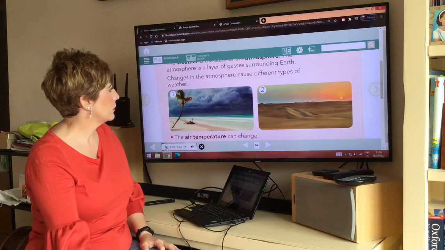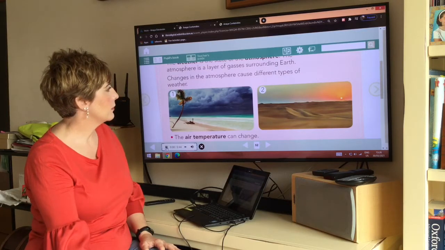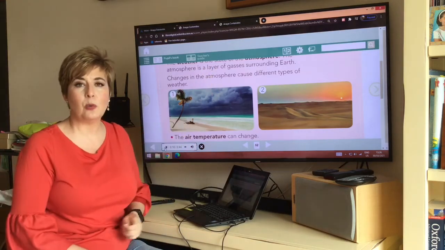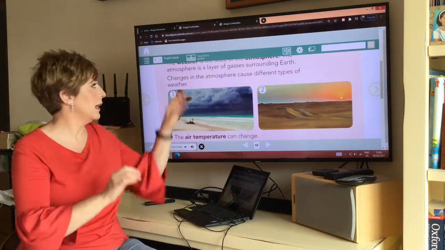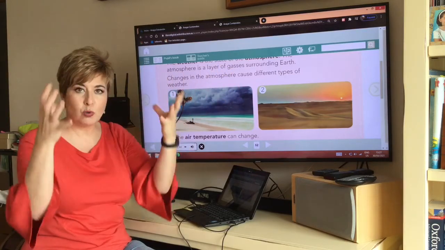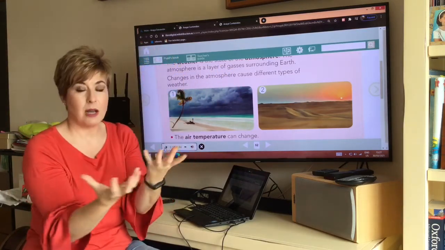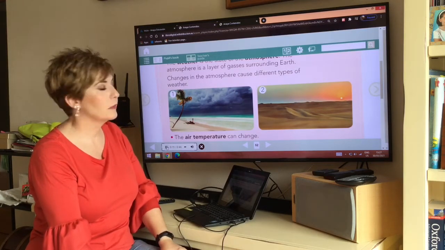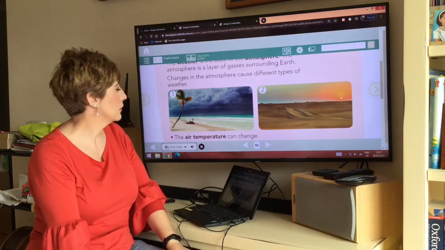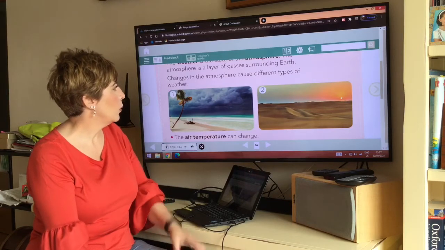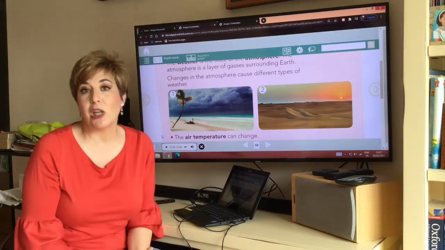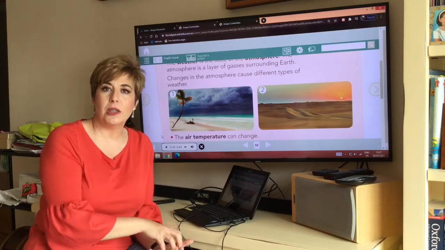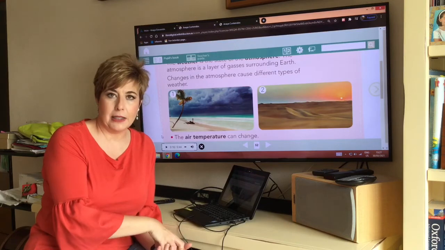The atmosphere is a layer of gases surrounding Earth. What is layer? That's a difficult word. A layer es una capa. A layer of gases surrounding around the Earth. Changes in the atmosphere cause different types of weather. When this layer of gases changes, we are going to suffer different conditions in our planet.